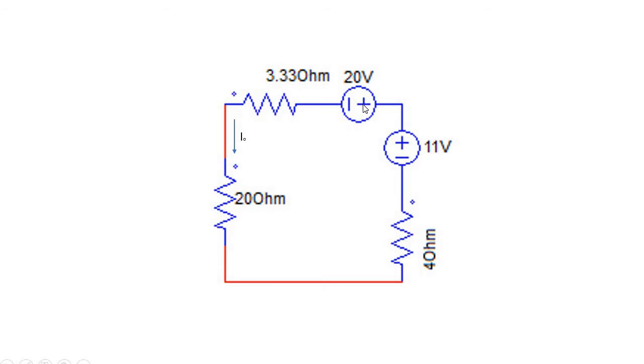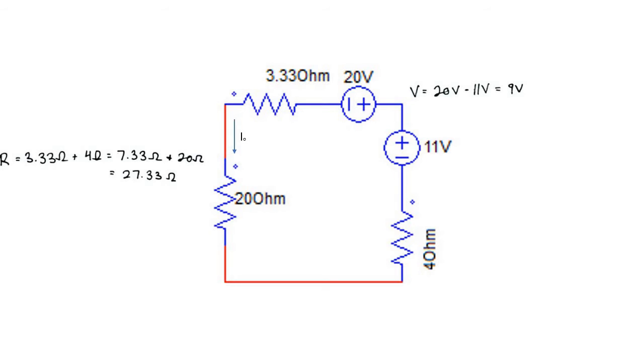If the polarity of the voltage source is in the same direction, which is negative positive and a negative positive, we can add it up. But if the voltage source is in the opposite polarity, we must subtract it, and you get 20 minus 11, and we get 9 volt. And this part is the series of resistors, so we just add it all up.